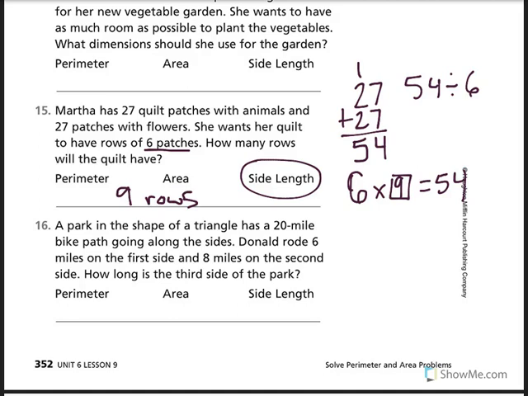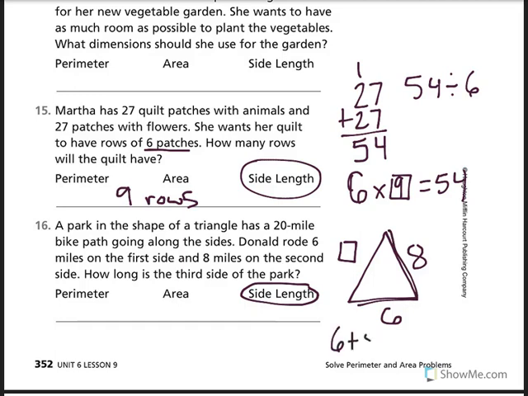A park in the shape of a triangle has a 20-mile bike path going along the sides. Donald rode 6 miles on the first side and 8 miles on the second side. How long is the third side of the park? So that's a missing side length, right? The 3 sides of the triangle. So we'll say this one's 6, and that one's 8, and then this one we don't know. So the perimeter is all the way around added up. So we know that it's 6 plus 8 plus something equals 20.